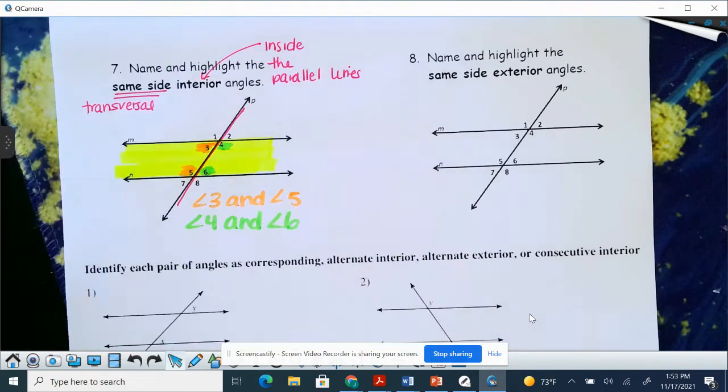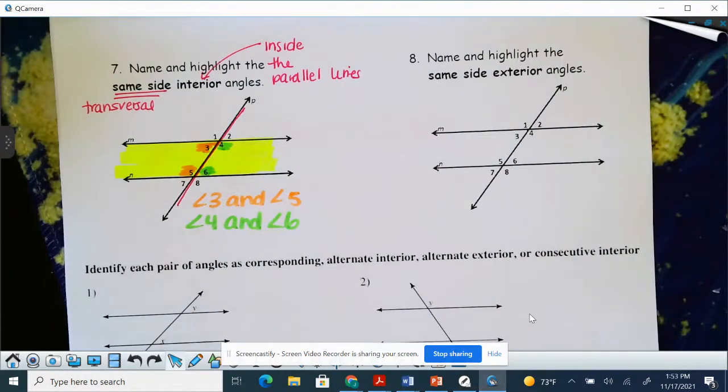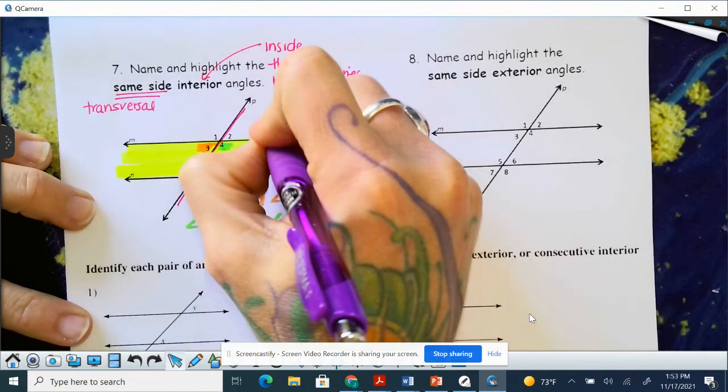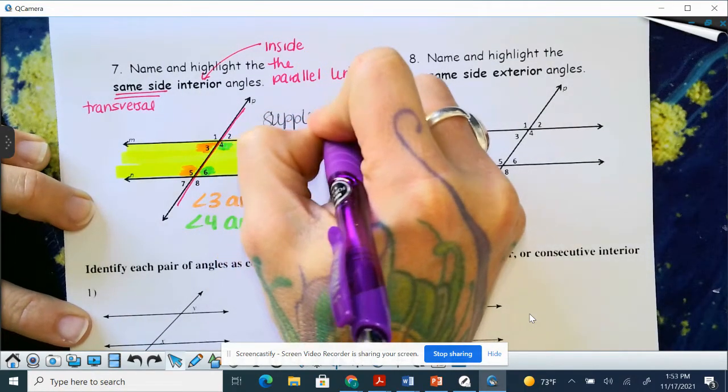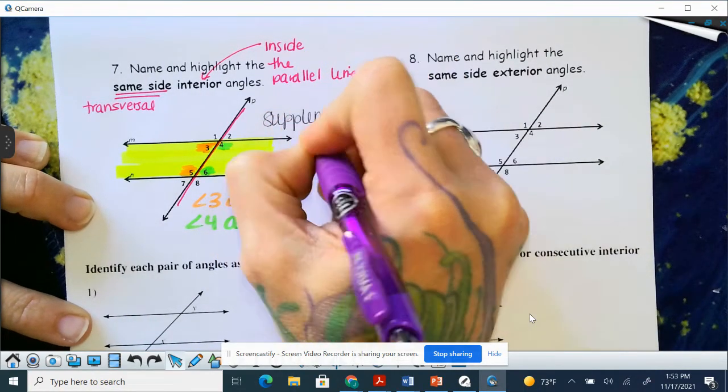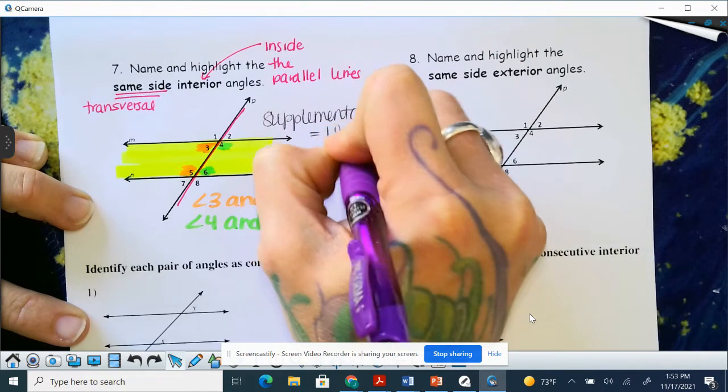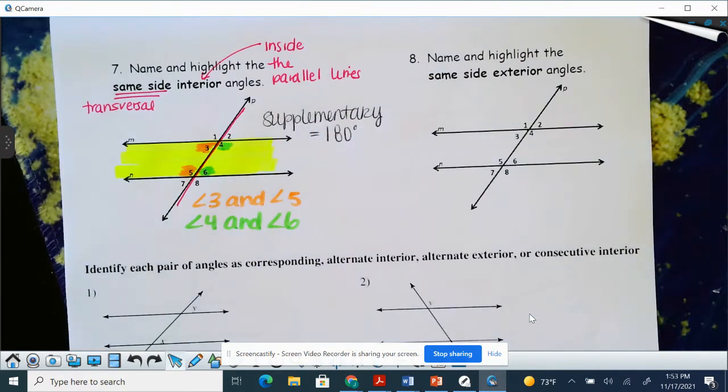Now, these are different. So these are not congruent. These are supplementary. And supplementary, remember, means that if we add them together, they're going to equal 180 degrees. The sum of 3 and 5 will equal 180 degrees. And the sum of 4 and 6 will equal 180 degrees.